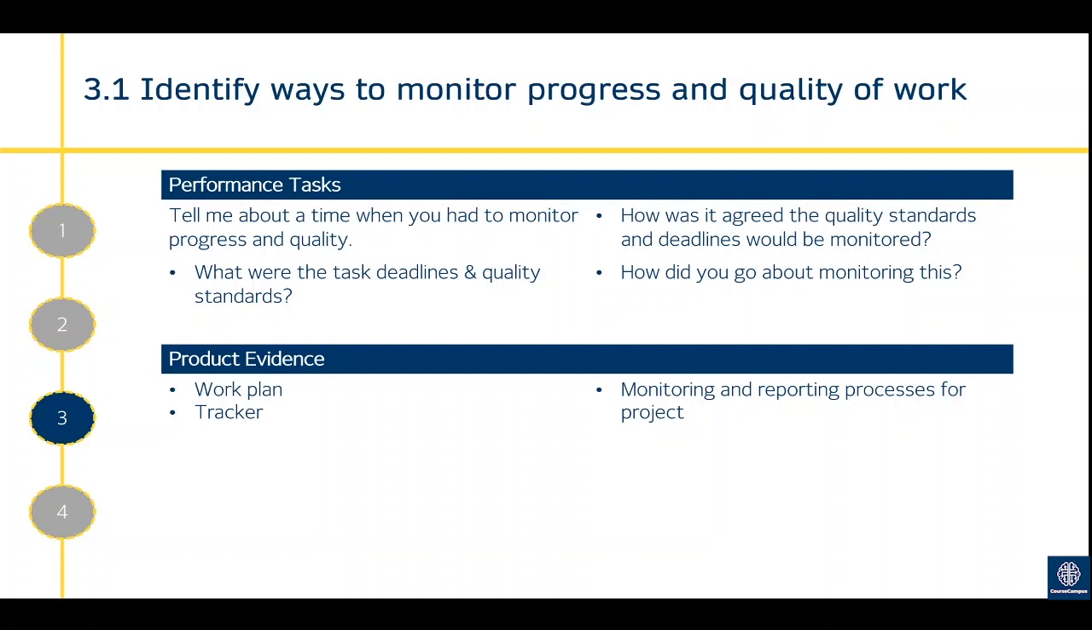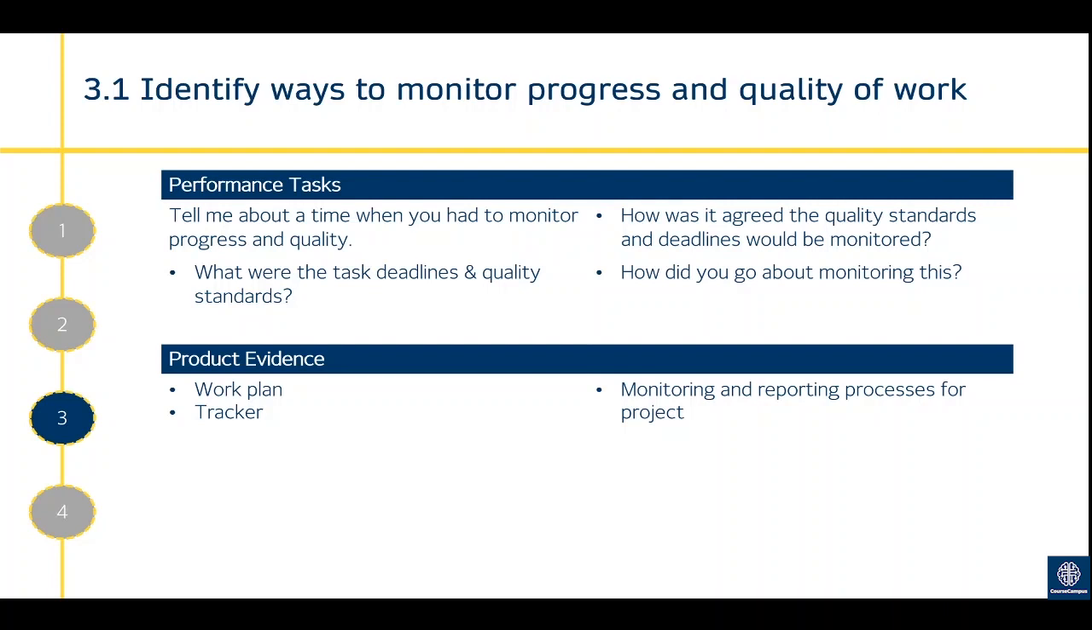So reflect on a time you've had to monitor progress and quality. What was the task, deadlines and quality standards? How were the quality standards and deadlines agreed, and how did you go about monitoring this? Product evidence would be a work plan, a tracker, or whichever way you monitored progress. It could be reports that you run from your project management software. It could be progress calls that you have weekly or within a certain time period. Depends on what you're doing for this task.